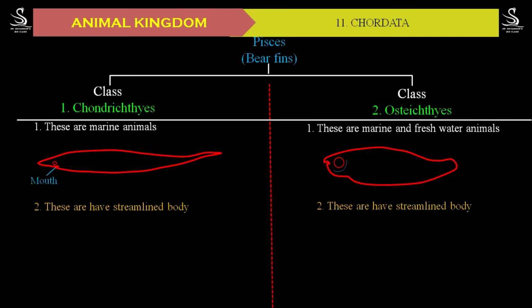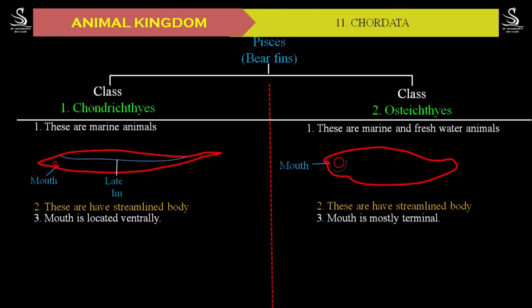Chondrichthyes fish have the mouth on their ventral side. That is an important characteristic of class Chondrichthyes. But Osteichthyes fishes have a mouth at their terminal end. This is one difference you will find between the Chondrichthyes and Osteichthyes fish. Chondrichthyes fishes have one important sensory line here, called the lateral line. This lateral line even helps them to maintain their body balance, and their body is covered by placoid scales.